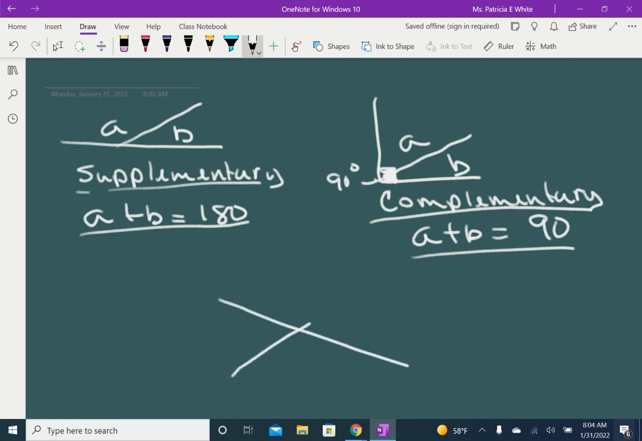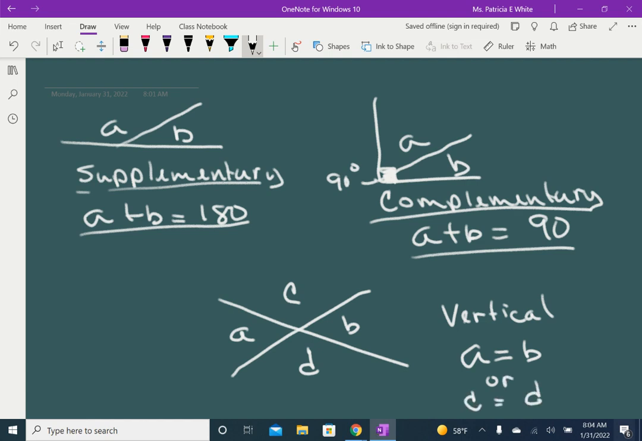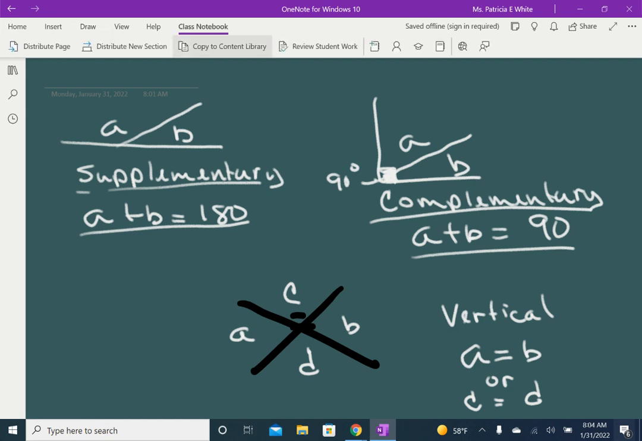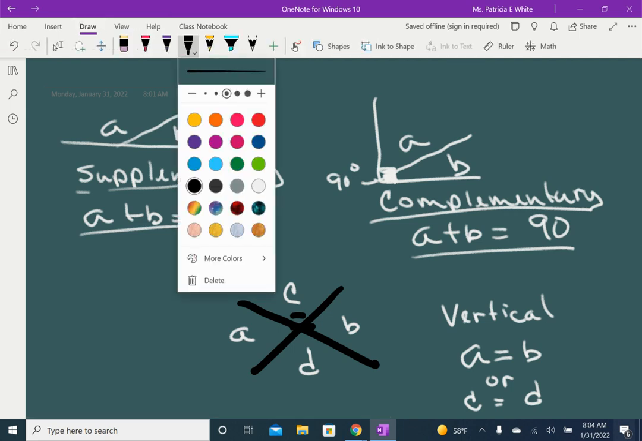And then there was the third kind. On this one, A, B, C, D, we are talking about vertical angles. When I have vertical angles, I don't have complementary or supplementary. What I have is that A is equal to B, or C is equal to D. The equal sign goes in the middle, between them. Okay. All right. So let's look at a couple of the problems that we had from last week. I hope you've gotten your paper back by now.